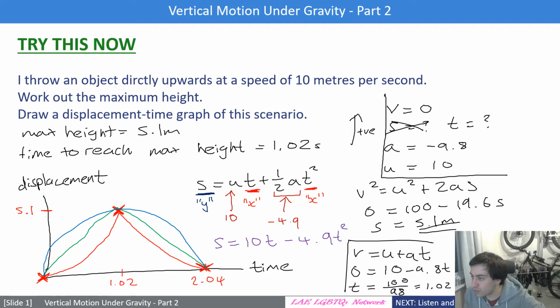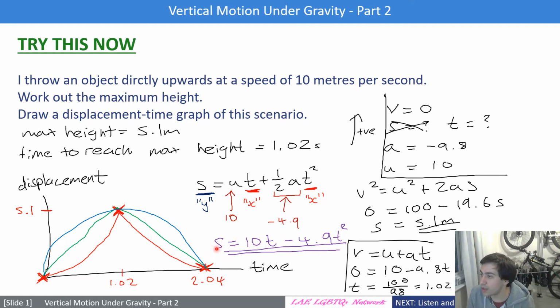And if you notice, double check the key values. Do they work? So when I put in 0 for time, I get a displacement of 0. And then I just tried it on the calculator. If you put 1.02 into here, you'll get 5.1. And if you put in 2.04, you'll get back to 0 again. Technically something like 0.000, because we've rounded when we said t is 2.04.